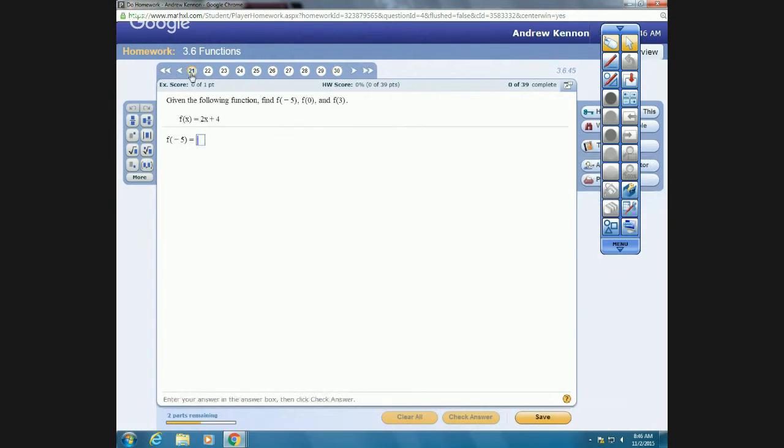So at the top, it looks like it's f is negative 5, but it's really x is negative 5, right? Because inside the parentheses here, I have an x, and inside the parentheses here, I have negative 5. So the negative 5 is replacing the x. Whatever's inside the parentheses, you're plugging into the x.